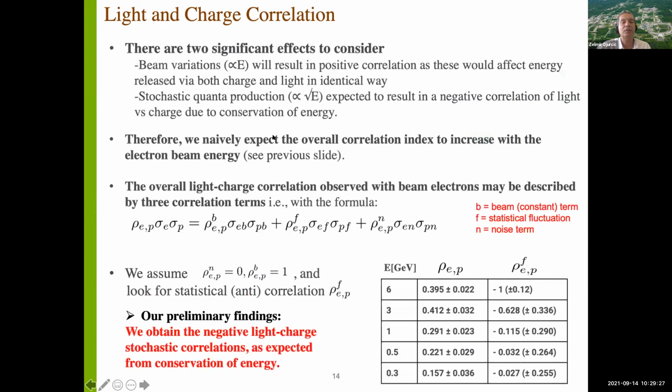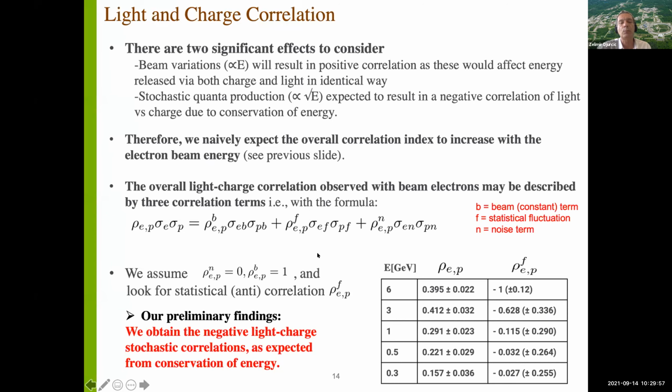Now we have an explanation there because there are 2 significant effects to consider. There are beam variations that will result in positive correlation, as this would affect energy release via both charge and light in the identical way. And this is a leading term given the energies in the GeV range. We have stochastic quantum production, as I mentioned, that are proportional to the square root. And we'd like to understand this better. So in the result of this consideration, we naively expect the overall correlation index to increase with the electron beam energy, and that's the case indeed.